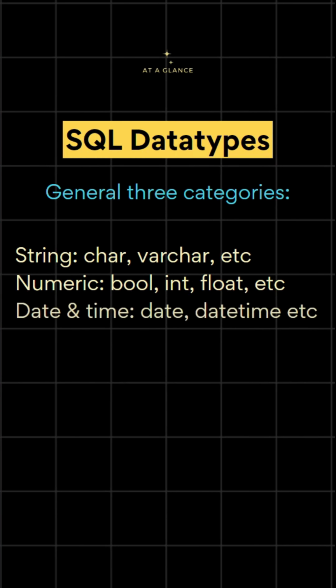The third general category is date and time. Yes, databases can store date and time values also, with the data types date and datetime. We may have many other different data types to store date and time in particular formats. So these three are the general categories of data types.